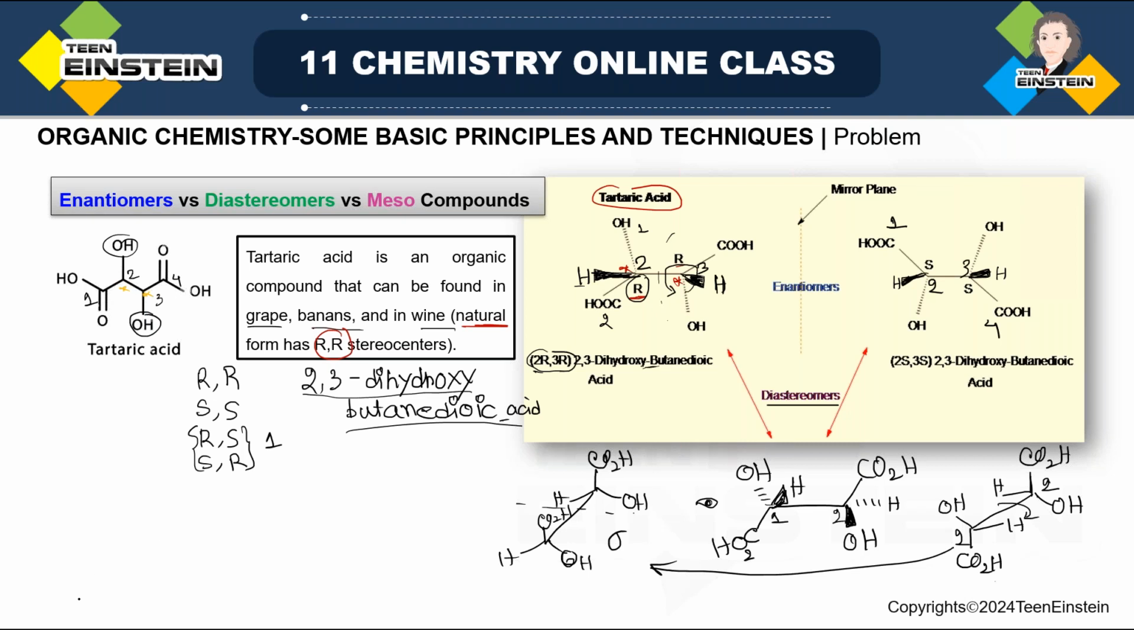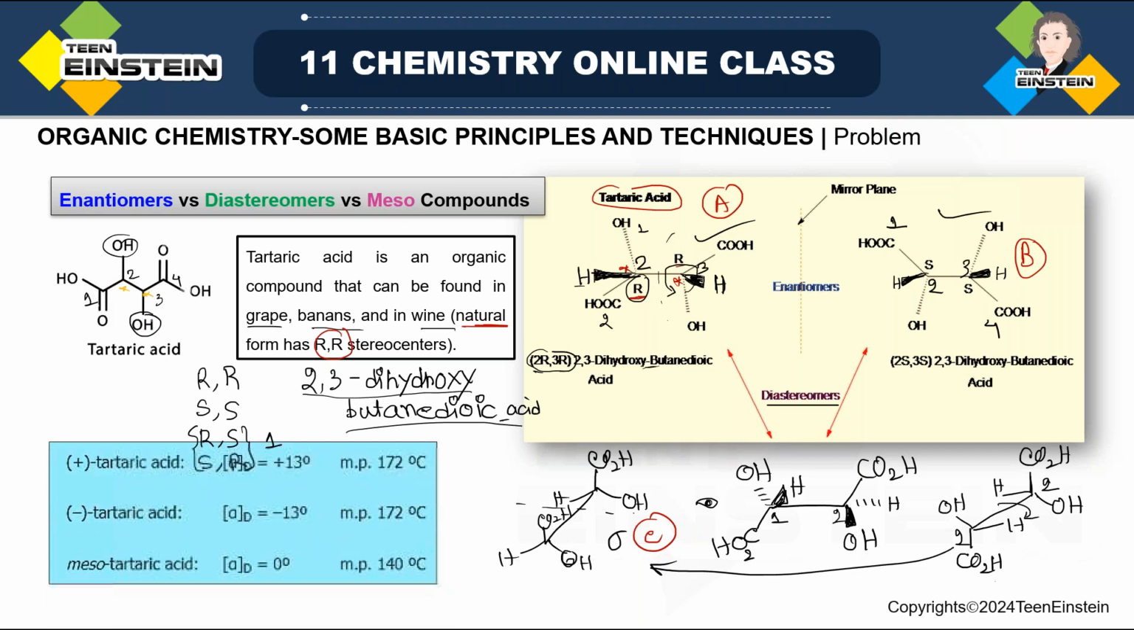And with this meso compound, the relationship with these two forms, obviously the relationship is diastereomer. So again, I am putting here, now suppose it is molecule A, this is B, A is the natural form, and if this one is C, the relationship between A and C is diastereomer, and the relationship between C and B, that is also diastereomer.